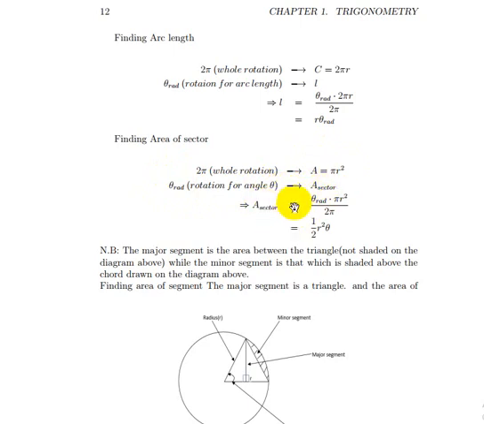So the area of the sector is going to be theta in radians times pi r squared all over 2 pi, by cross multiplication. So you are going to have the area of the sector equal to half r squared theta. This is the formula for the area of a sector.